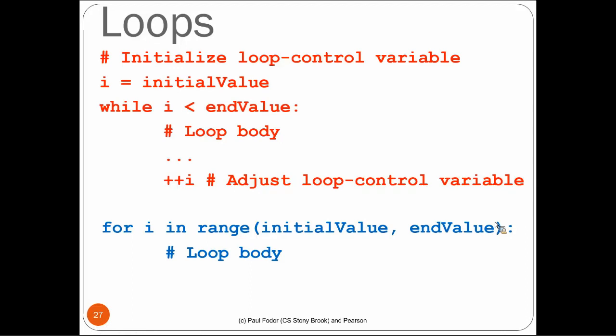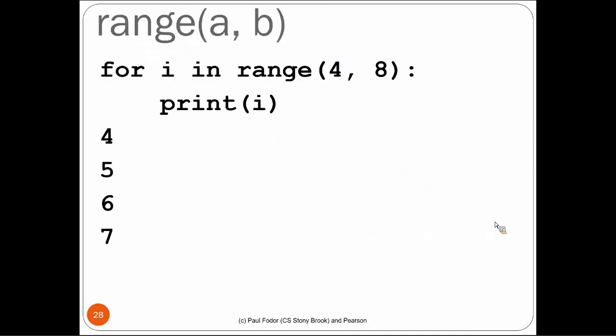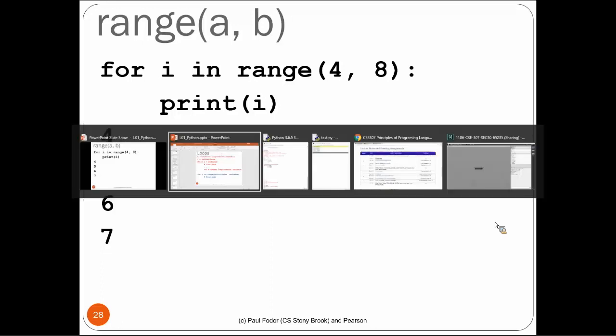For loops are using a function called range, where you specify the initial value, the end value, and optionally the step. So an example of a for loop would be, for every I in the range from 4 to 8, not including 8, print the value of I. If you want, you can also specify the step. So for instance, if you want from 4 to 8 with a step of 2, you can add a third parameter to the range function.